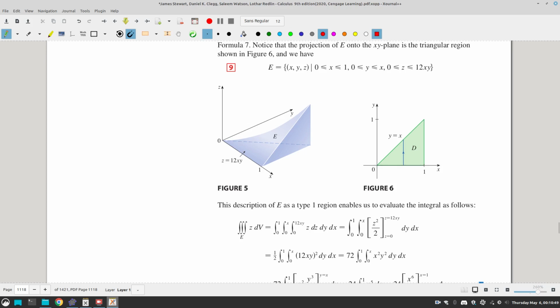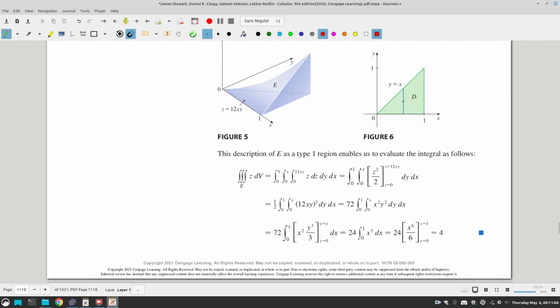Why? Because the z integration is going to give you a function of x and y. Then the y integration is going to give you a function of x, and then the x integration is going to give you a constant. So please maintain this order when we're given the variables, right? So dz, dy, dx.